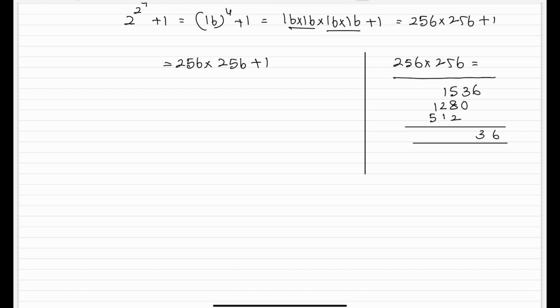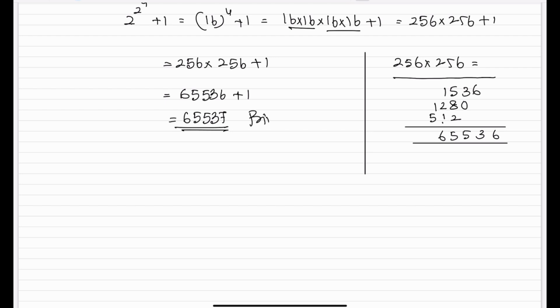6 3 5 plus 8 13. 13 plus 2 15. 1 plus 1 2. 2 plus 2 4. 4 plus 1 5. Then 5 plus 1 6. This is equal to 6 5 5 3 6 plus 1. That is equal to 6 5 5 3 7.